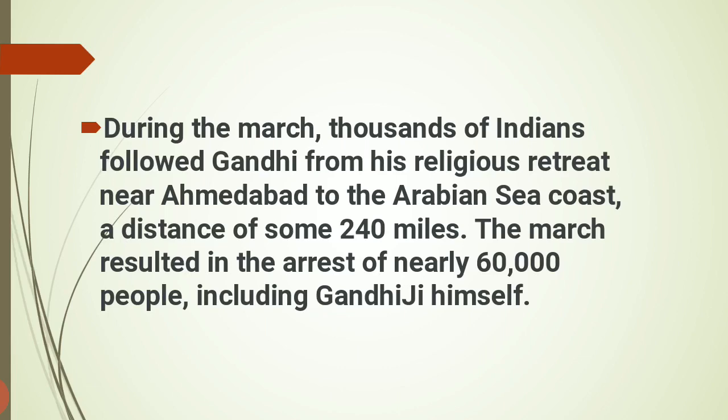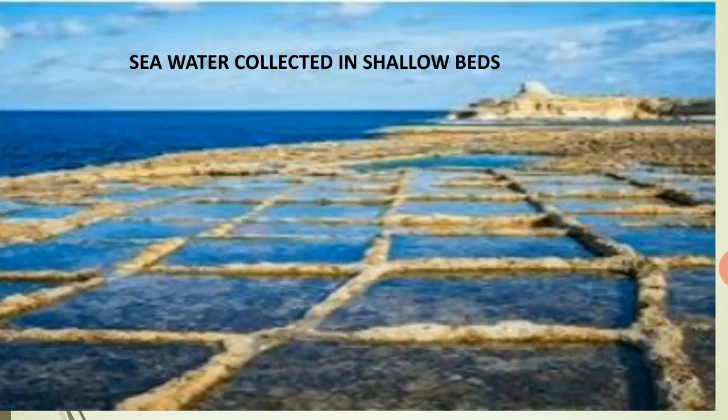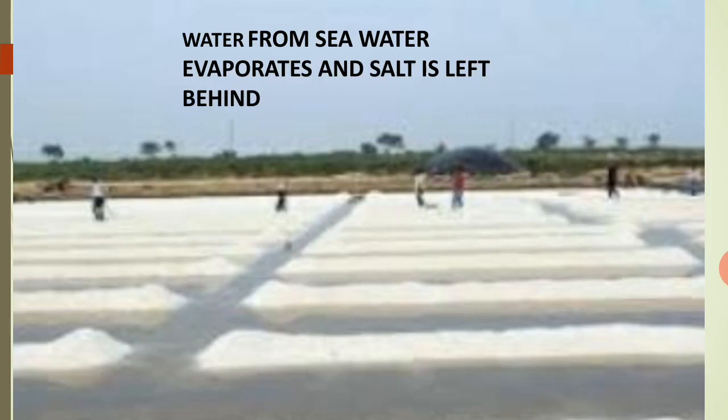Now, how is this salt prepared? You have already learned that seawater contains salt dissolved in it. This is a picture of seawater which contains salt dissolved in it. This seawater is collected in shallow beds. This is also called salt farming. From these shallow beds, water evaporates and only salt is left behind.